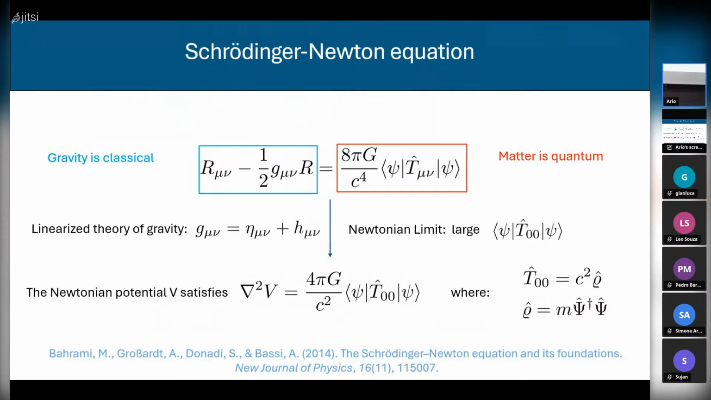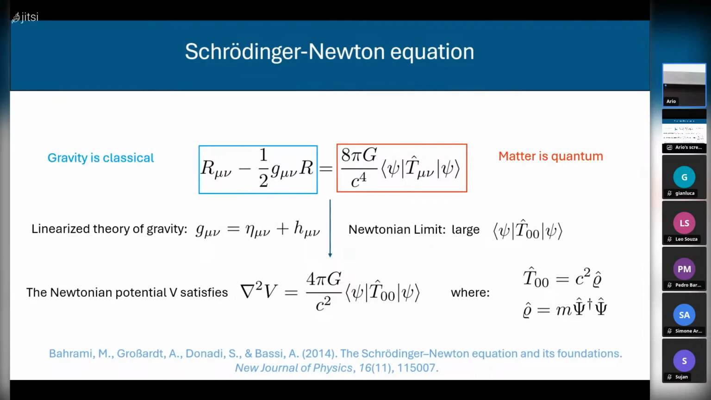This model is treating gravity as classical and matter as quantum. So what does it mean? If you take the Einstein equation, you have on the left-hand side the curvature tensor and so on, and on the right side the stress energy tensor. What you do is basically take the stress energy tensor as an operator in a Hilbert space, and then you have the state of your system, psi, and you take the expectation value of this object. For example, you have the mass density of the system, and that's it. So in the end, here is the source of the gravitational field.